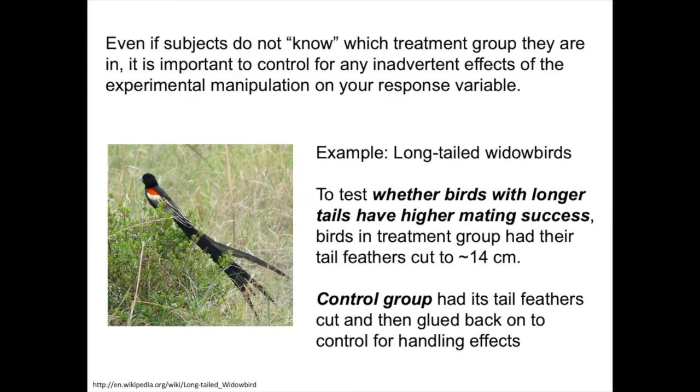And this manipulation of our control group in a way that is methodologically identical, but is missing the key ingredient or the key hypothesized agent, is what's referred to as a sham manipulation. And we'll talk about sham manipulations a little bit more in another video on experimental pitfalls.